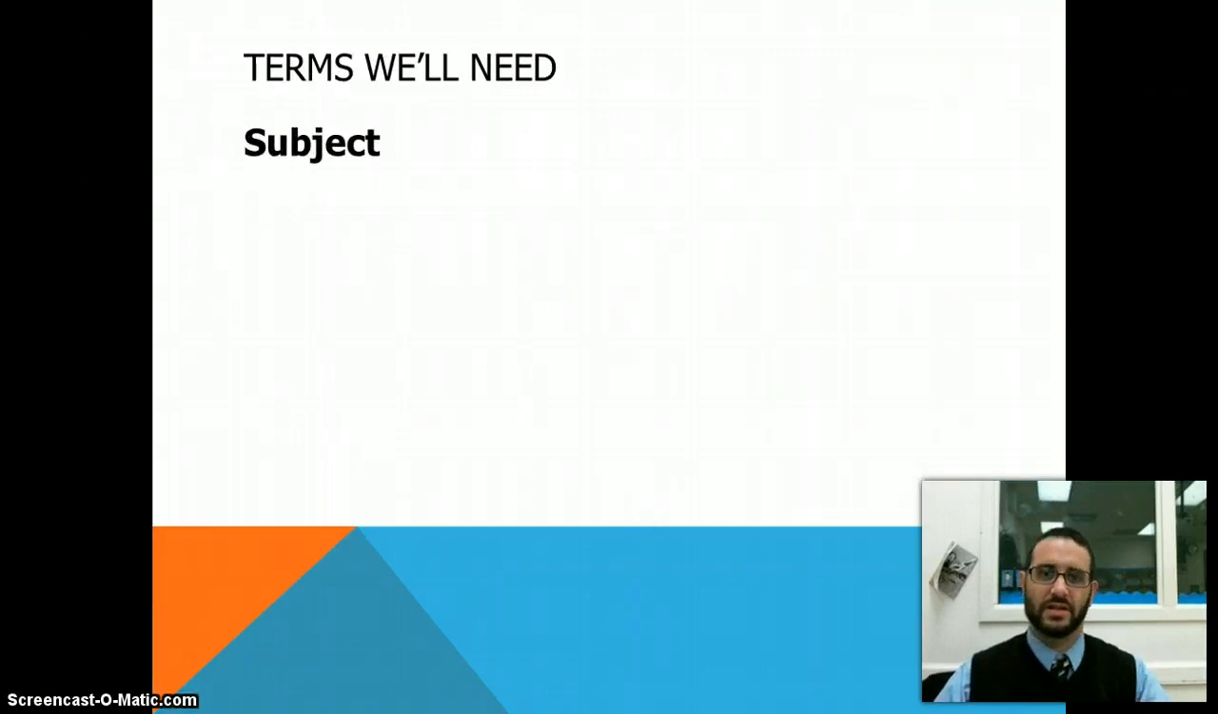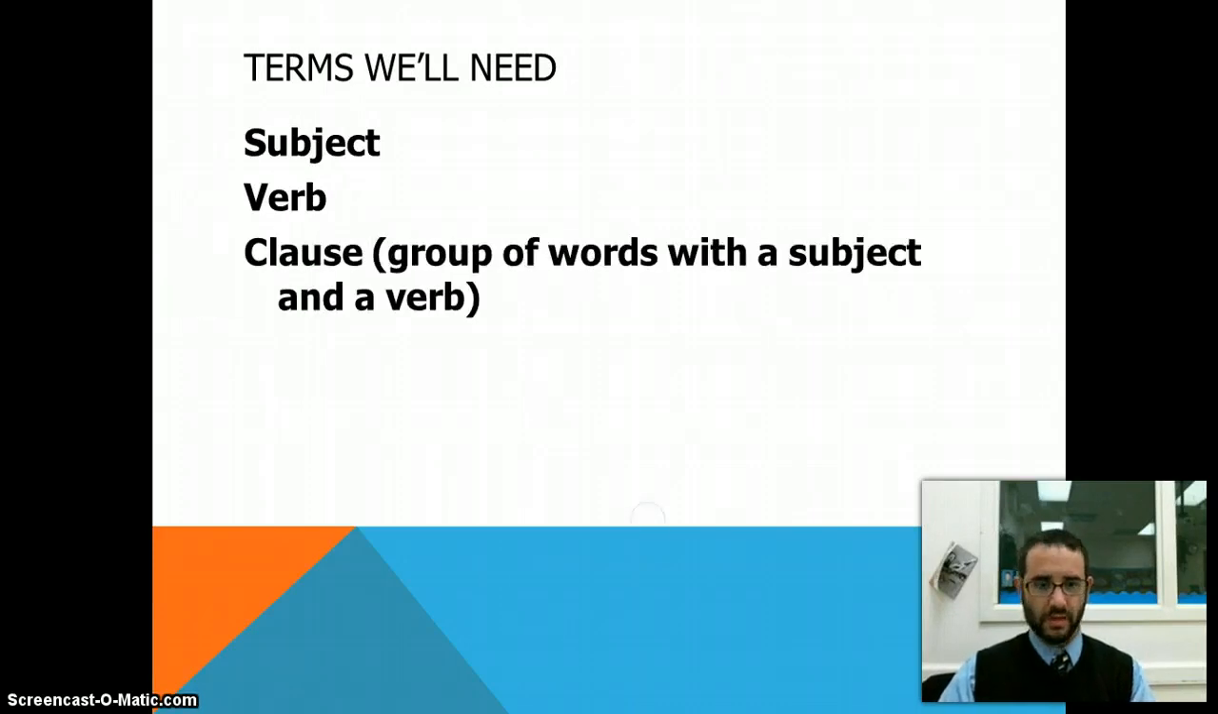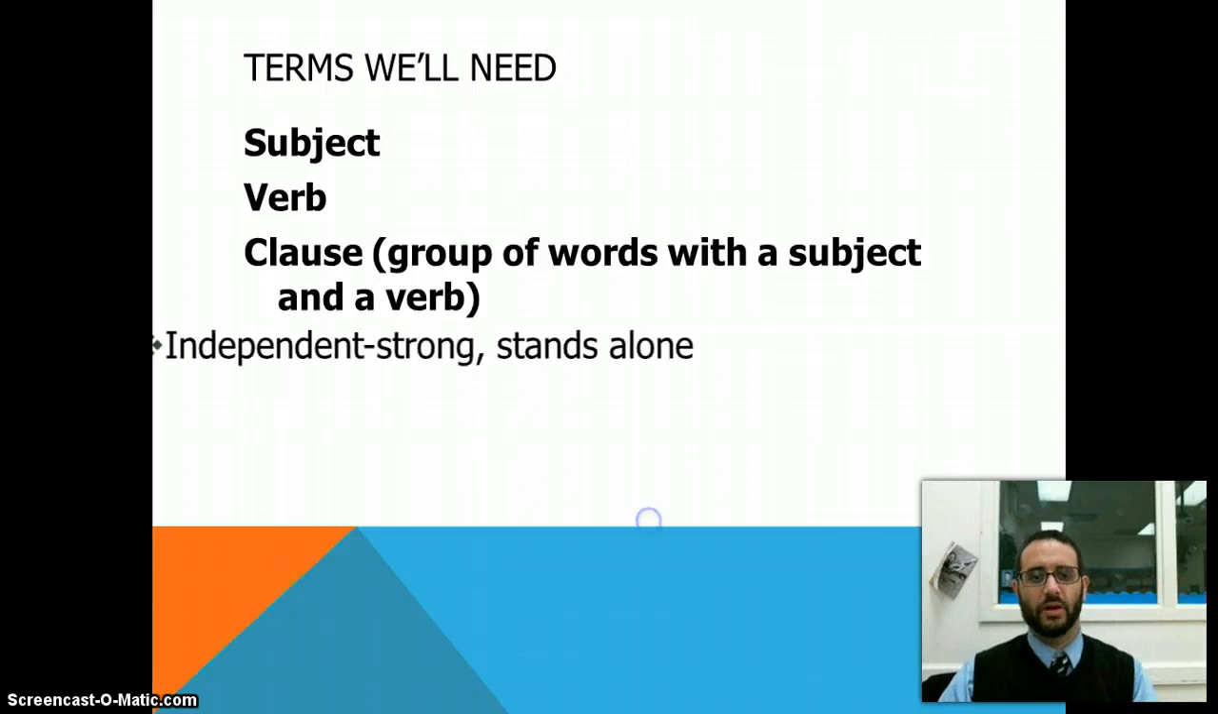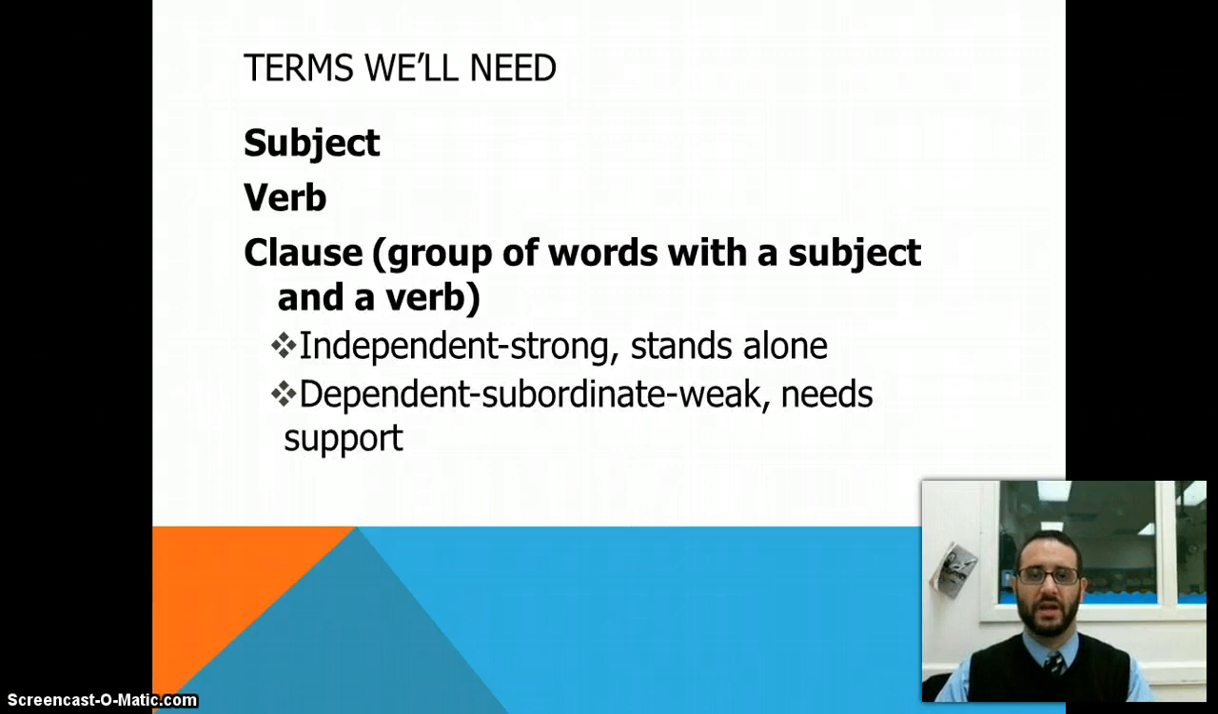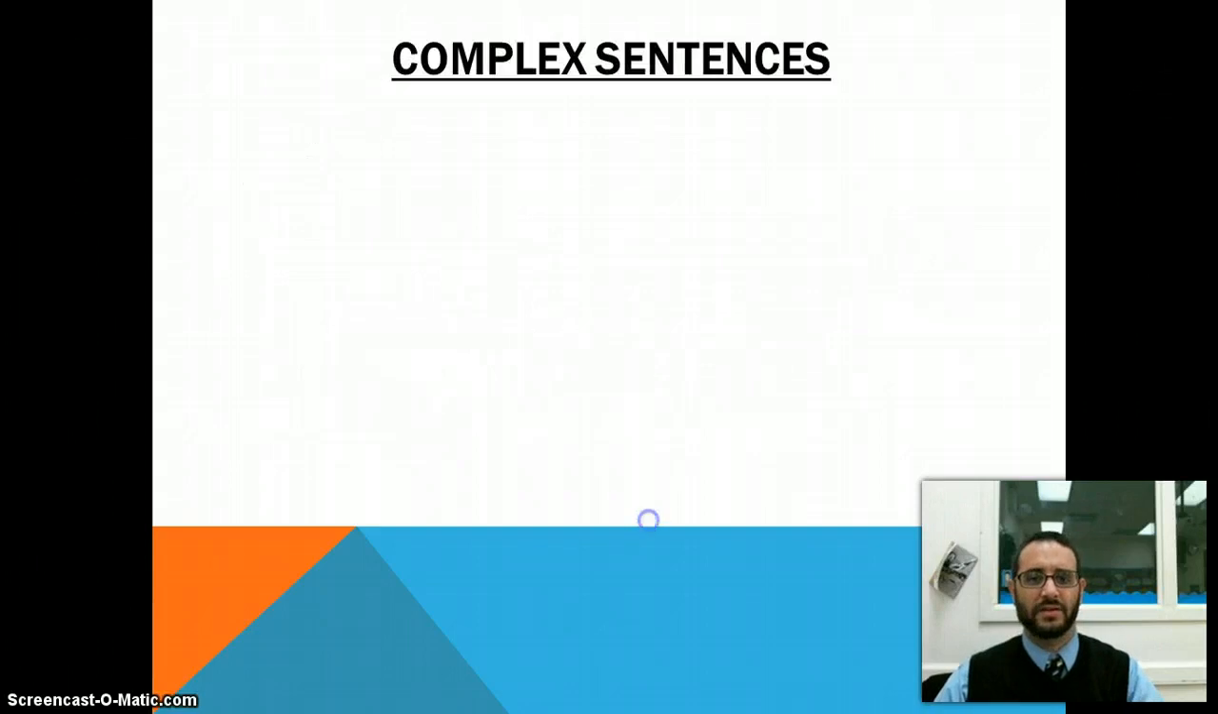A subject is what the sentence is about. A verb is the action the subject is doing. A clause is a group of words. We have an independent clause, meaning it's a sentence that can be by itself. We have a dependent clause, meaning it needs something added in order for it to make sense. So even though it has a subject and a verb, it needs something to make it make better sense.